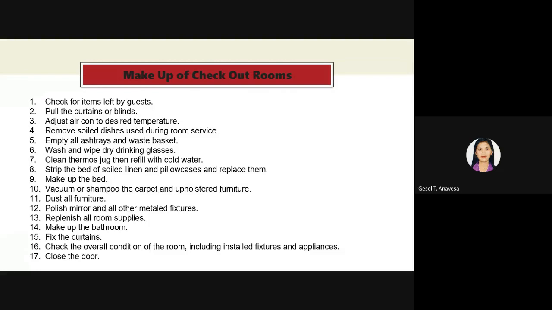Second, pull the curtains or blinds. And then adjust the air condition to the desired temperature. Fourth, remove soiled dishes used during room service. Fifth, empty all ashtrays and waste baskets. Sixth, wash and wipe dry drinking glasses. And seven, clean the thermos jug then refill with cold water. If there is a thermos glass or jug, then you will refill it with cold water.